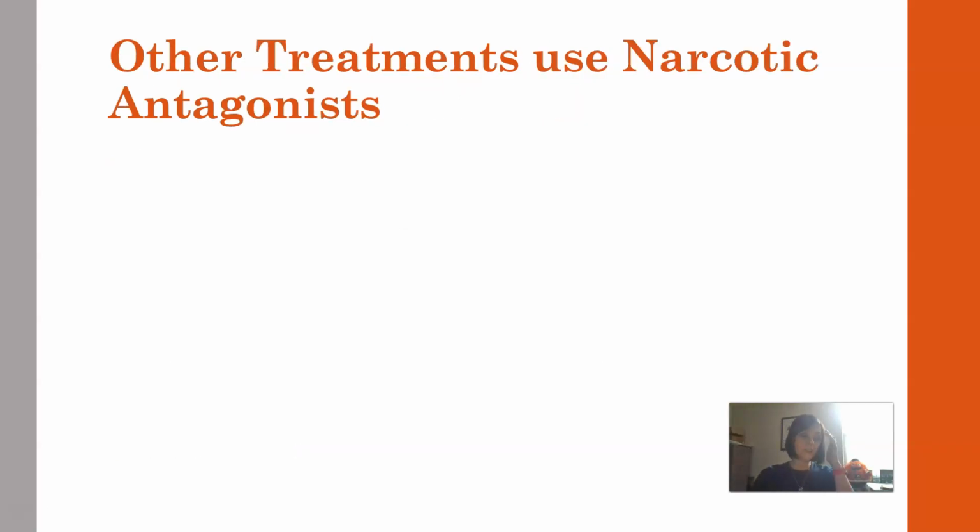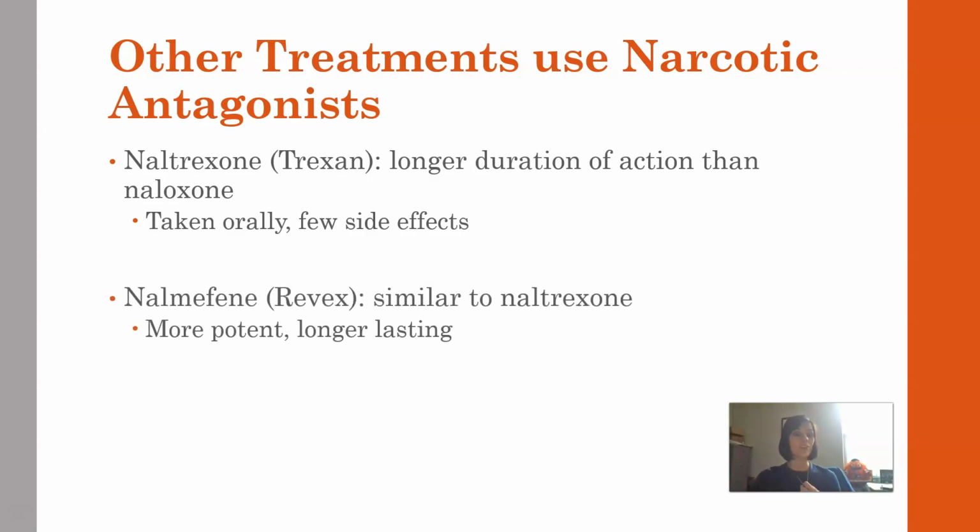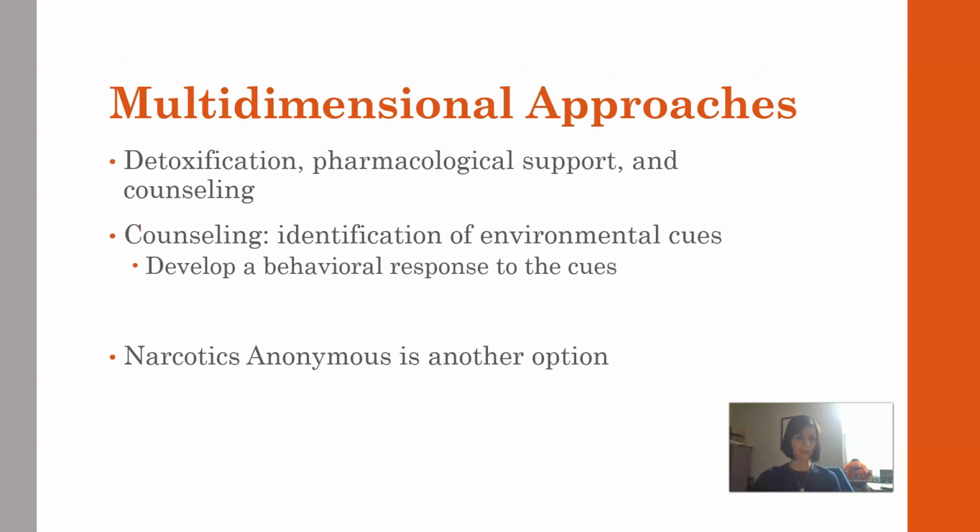Now, other types of treatments out there will use narcotic antagonists. One is naltrexone or Trexan. This has a longer duration of action than naloxone. It is also taken orally with few side effects. We have nalmefene or Revex. This is pretty similar to naltrexone. It's more potent, it's longer lasting, but these drugs don't really eliminate craving.